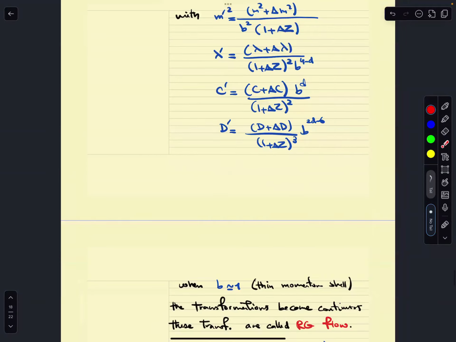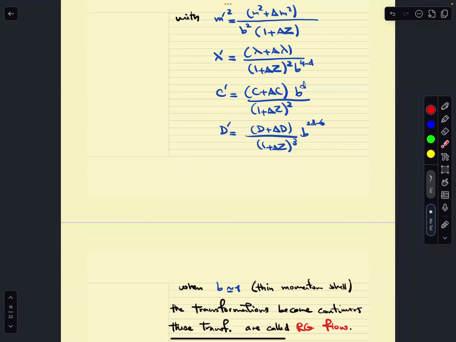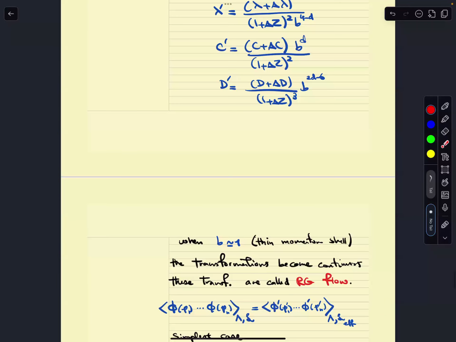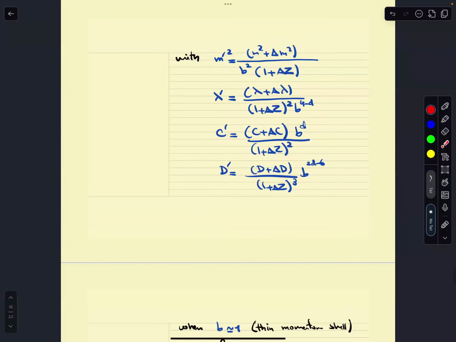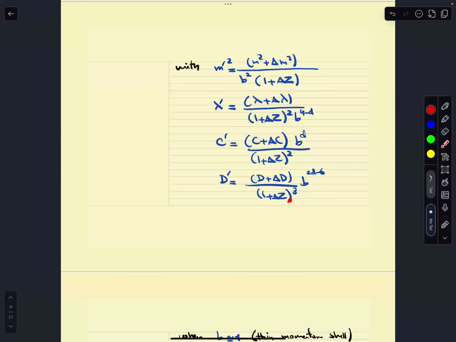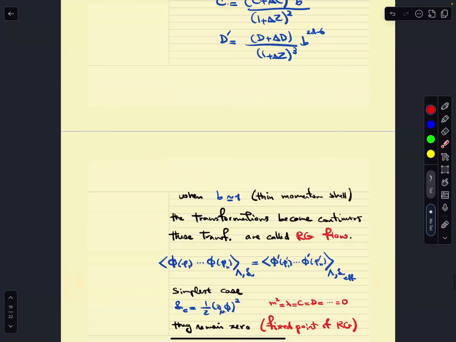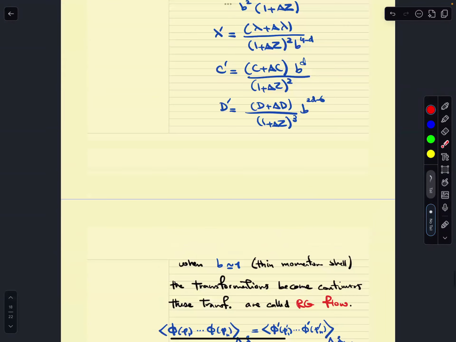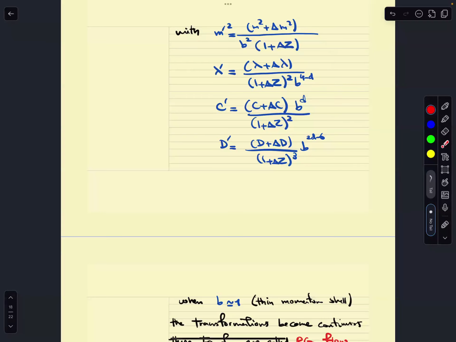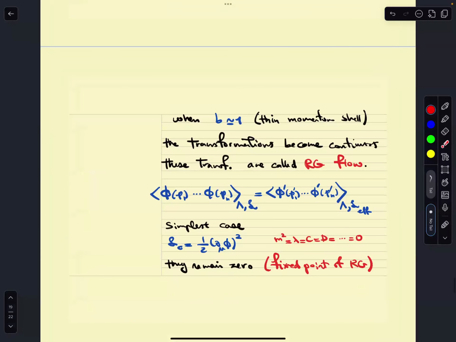Next, what we're going to say is, as I said from the beginning, b is almost 1, so this is a thin momentum shell. So these transformations that we are writing become continuous. The continuous versions of these transformations are called renormalization group flow equations. So what is the net effect?